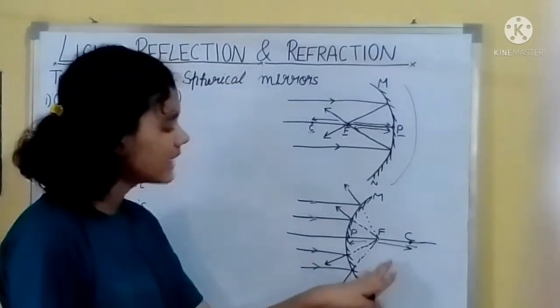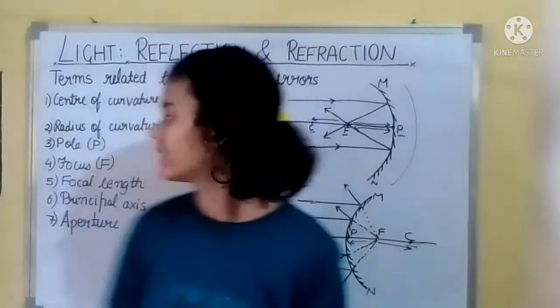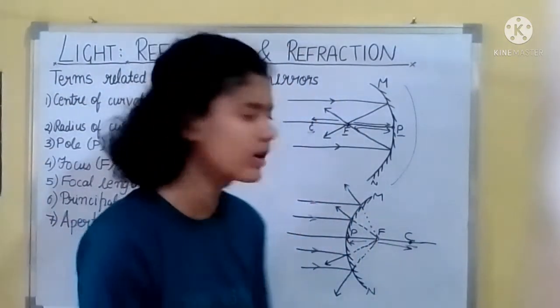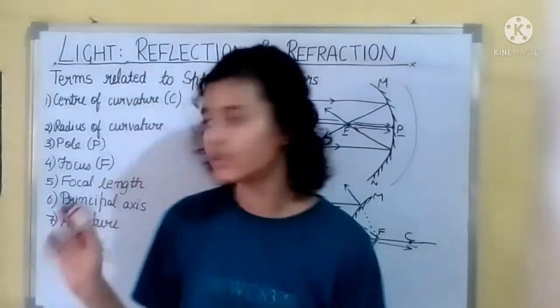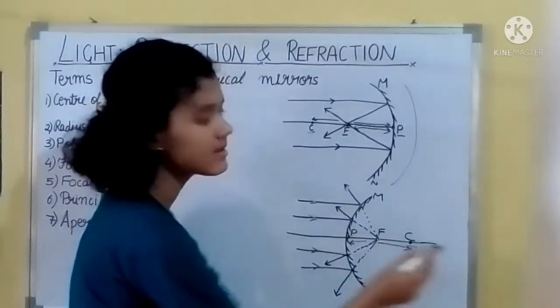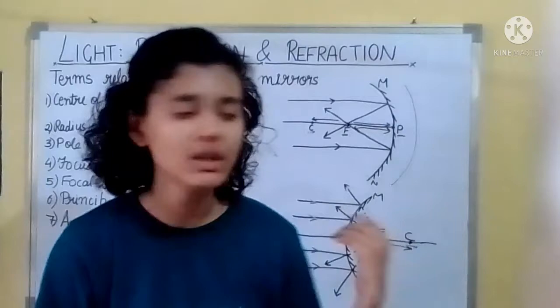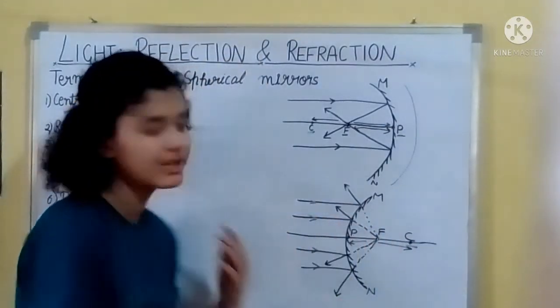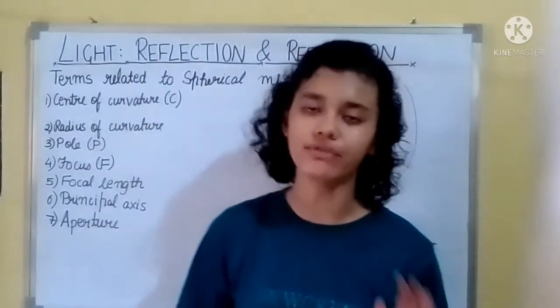These are to show that yes, these are diverged from the focus. Then the focal length. In this also focal length is same, F, distance between F and P. Then here we have got principal axis. In this also principal axis is an imaginary line that passes straight through the pole. And then the aperture. Aperture means the area of the reflecting surface.